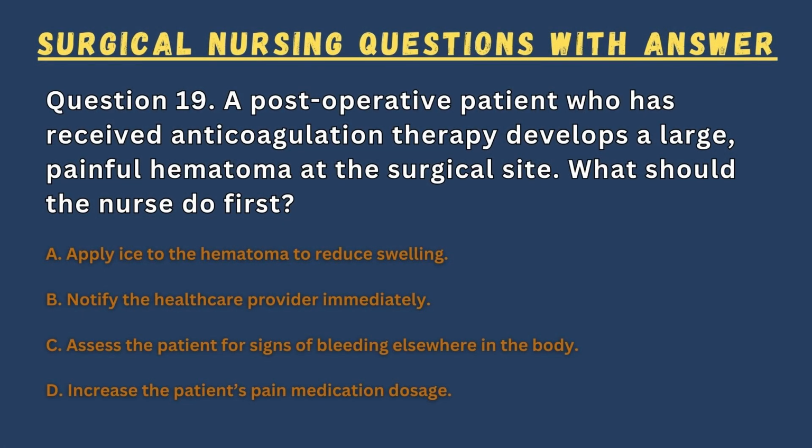Question 19. A post-operative patient who has received anticoagulation therapy develops a large, painful hematoma at the surgical site. What should the nurse do first? A. Apply ice to the hematoma to reduce swelling. B. Notify the healthcare provider immediately. C. Assess the patient for signs of bleeding elsewhere in the body. D. Increase the patient's pain medication dosage.